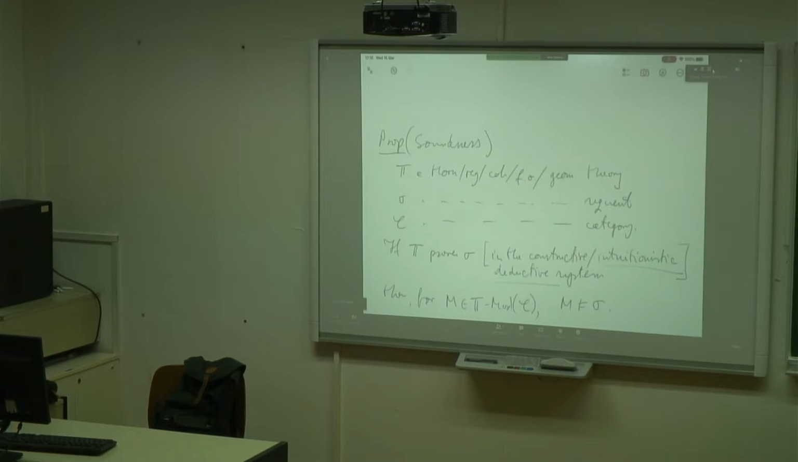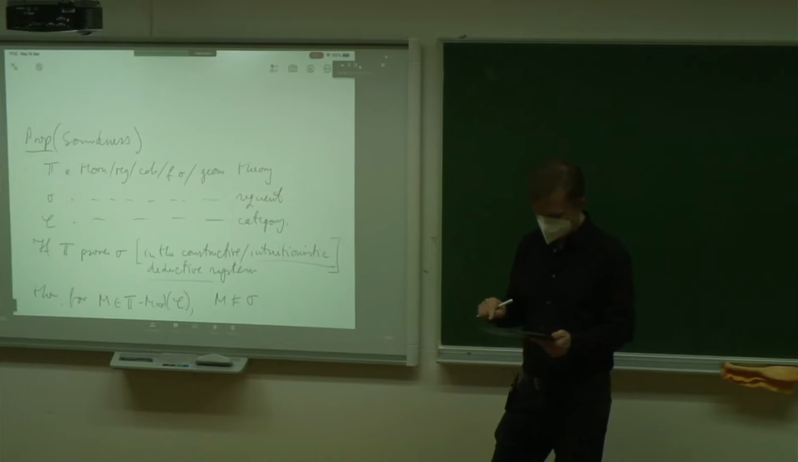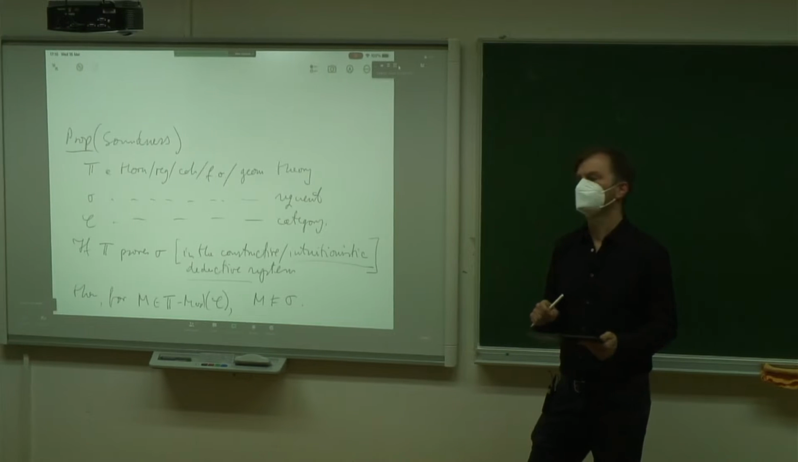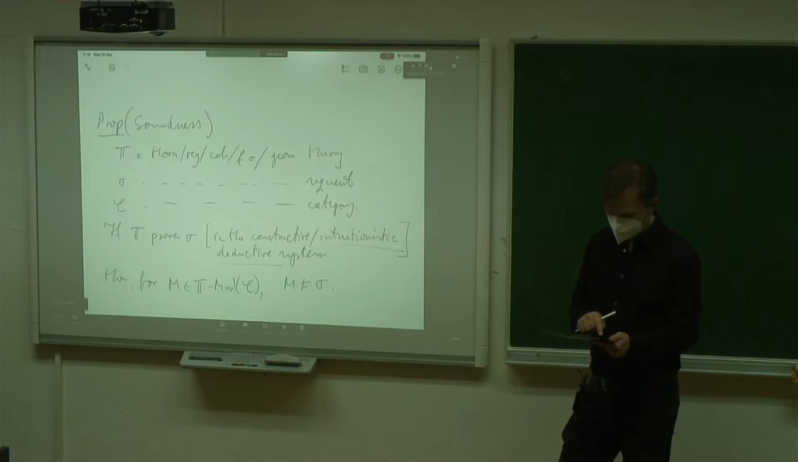then if T proves sigma in the intuitionistic deductive system, so it has to be the intuitionistic deductive system, then for every model M of T, M satisfies the sequent.